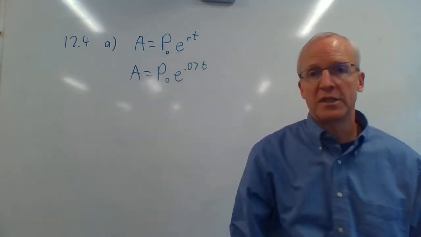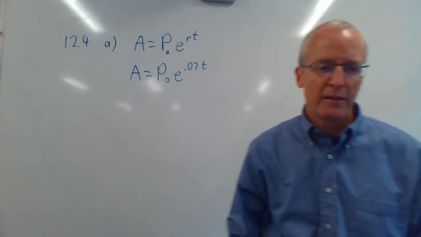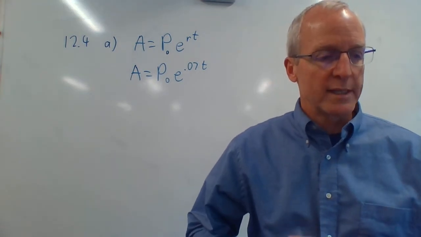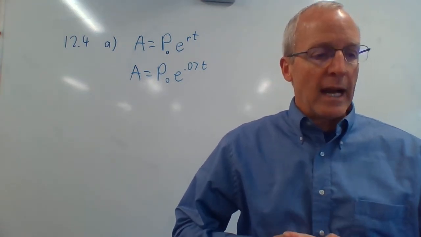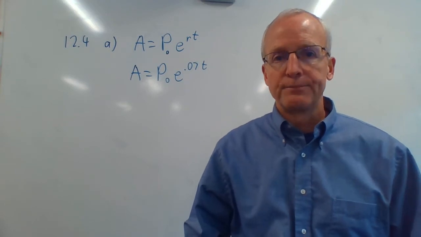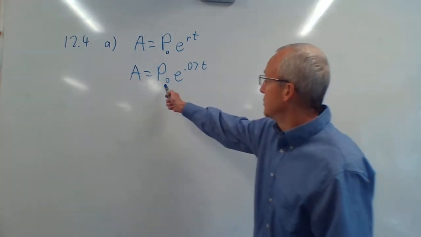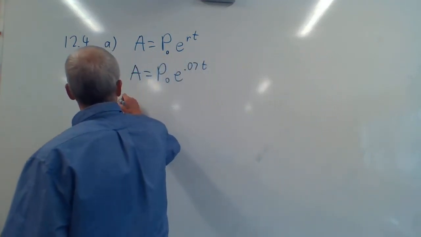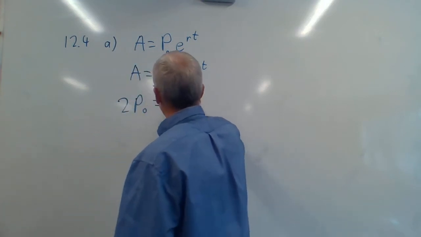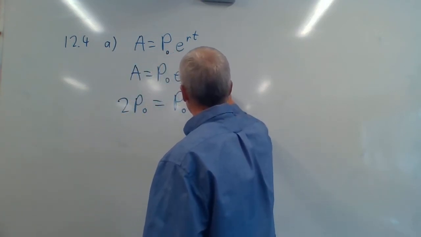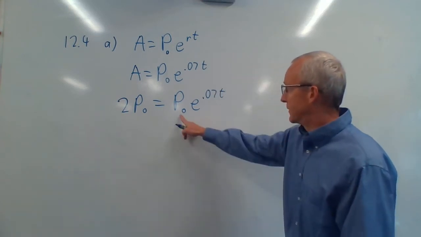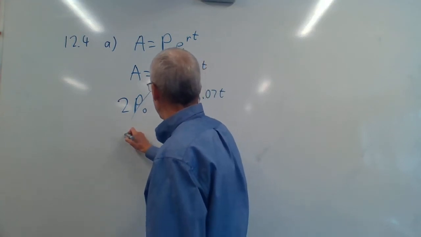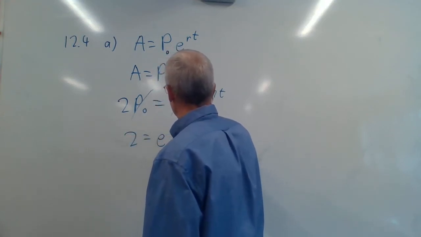So we have that the amount of money is P0 e to the 0.07t. Always remember to change the rate in percent to a decimal. You don't do math with percents. They're good to think about, but change that to a decimal. Now, how long will it take for your money to double? Double means we have 2 times P0, twice what we put in. So we put in 2 P0 equals P0 e to the 0.07t. Divide both sides by P0. The P0s cancel, and we have 2 equals e to the 0.07t.